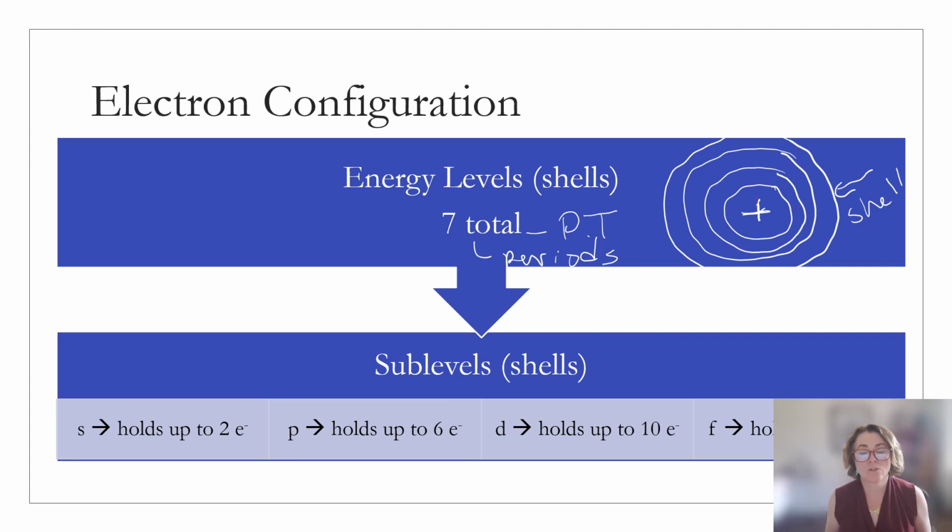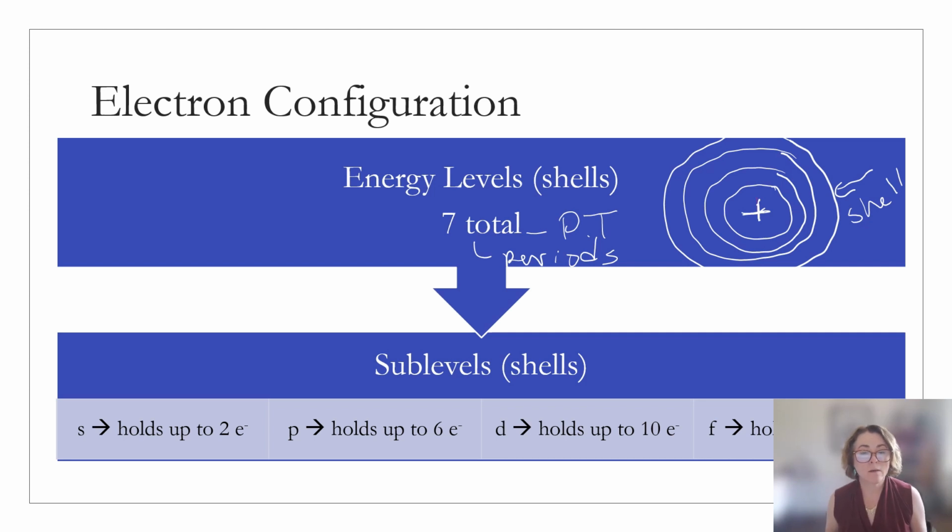And so that leads us to the quantum mechanical model of the atom, or the quantum model. And what this model says is that inside of each energy level, we have sublevels or subshells. And there are 4 different types of subshells. There's an S subshell, which literally is a sphere. So think about it like a baseball or tennis ball. And that S can hold up to 2 electrons.